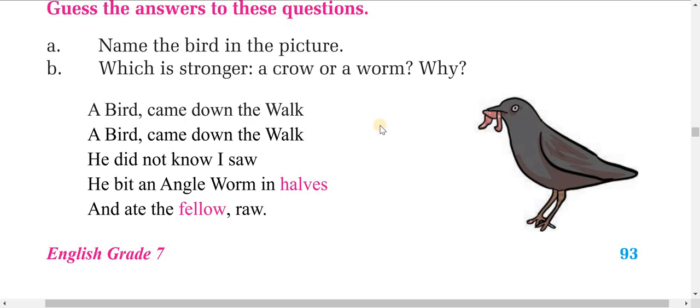Now, a bird came down the walk. Came down the walk means here just not flying, on foot. A bird came down the walk. He did not know I saw. Here the speaker is the poet, who is speaking. The bird comes. The bird did not know that the speaker saw the bird.